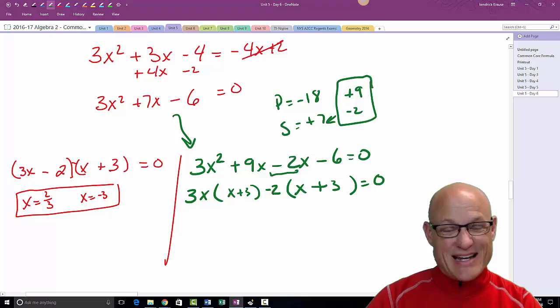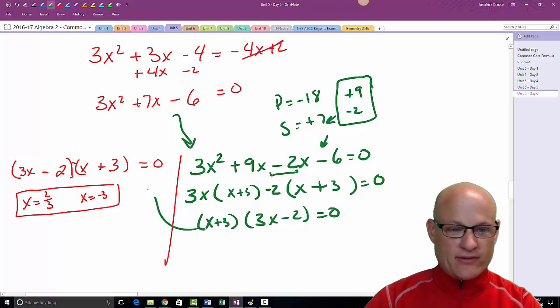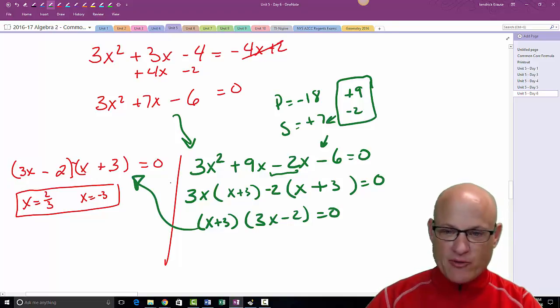Now, be careful. You took out a negative 2. You divided out a negative 2 factor, so even though this is a minus 6, negative 2 times positive 3 is negative 6. Okay, so my first set of parentheses is x plus 3. My second set is 3x minus 2. Either way, you arrive at the exact same solution and get the right answers. All right, kids, let's move on.